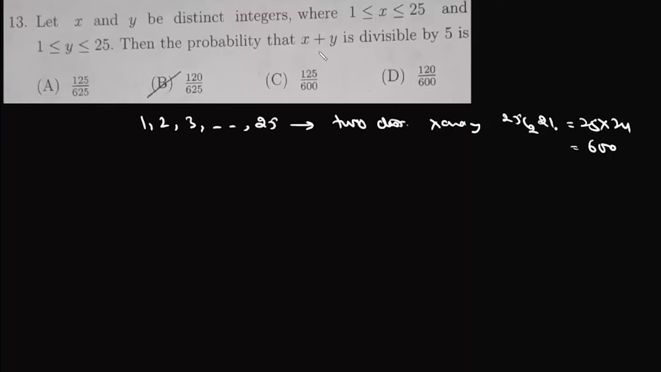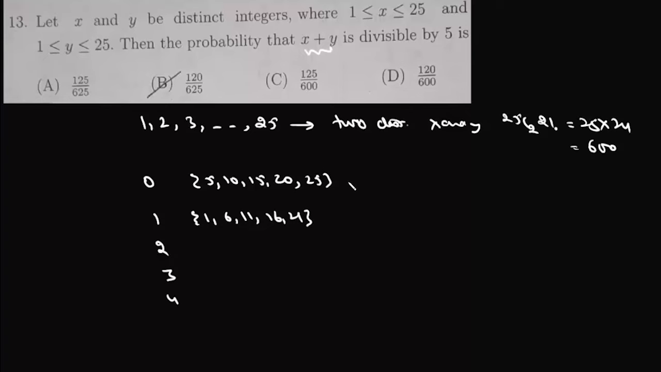Now we need to find the probability that x + y is divisible by 5. What we can do is partition the numbers according to their remainders when they are divided by 5. So when a number is divided by 5, it may leave the remainder 0, and the numbers are 5, 10, 15, 20 or 25. Remainder 1, so there will be 1, 6, 11, 16 and 21. And the same way it may have remainders 2, 3 and 4, and each set will have 5 values.